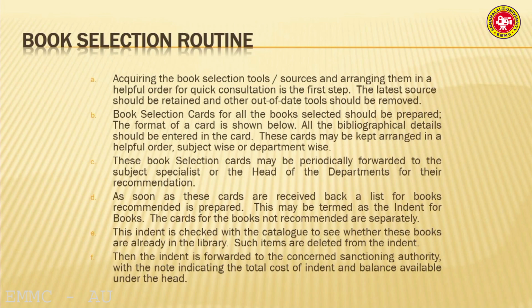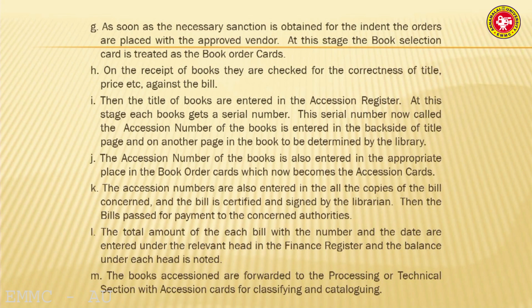Then the indent is forwarded to the concerned sanctioning authority with a note indicating the total cost of the indent and the balance available under the head. As soon as the necessary sanction is obtained for the indent, the orders are placed with the approved vendor. At this stage, the book selection card is treated as a book order card. On receipt of the books, they are checked for correctness of the title, price, etc. against the bill. Then the titles of the books are entered in the accession register.